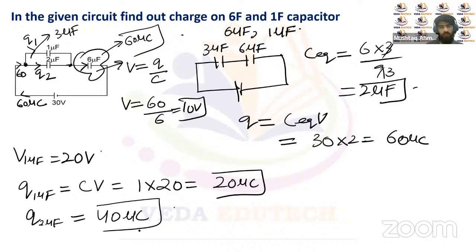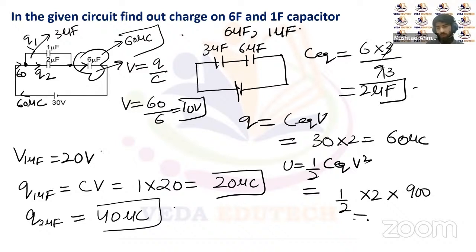Similarly, if you have to calculate the total energy stored in this capacitor, we'll just write total energy as half C equivalent V square, right? Now the C equivalent is 2 microfarad. It will be half multiplied by 2, right? V square will be 30 square. That's 900. So the total energy will be 900 microjoules, right? So this much energy will be stored.